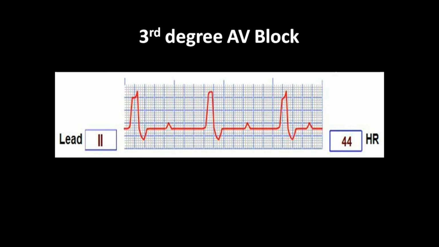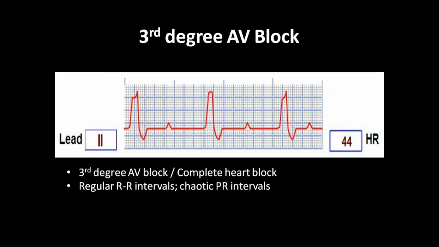Okay, next we see the complete heart block, third degree AV block. Here in the third degree AV block or the complete heart block, regular RR intervals and chaotic PR intervals are seen. So the RR intervals will be regular, okay, it looks equidistant, and the PR intervals may be varied.